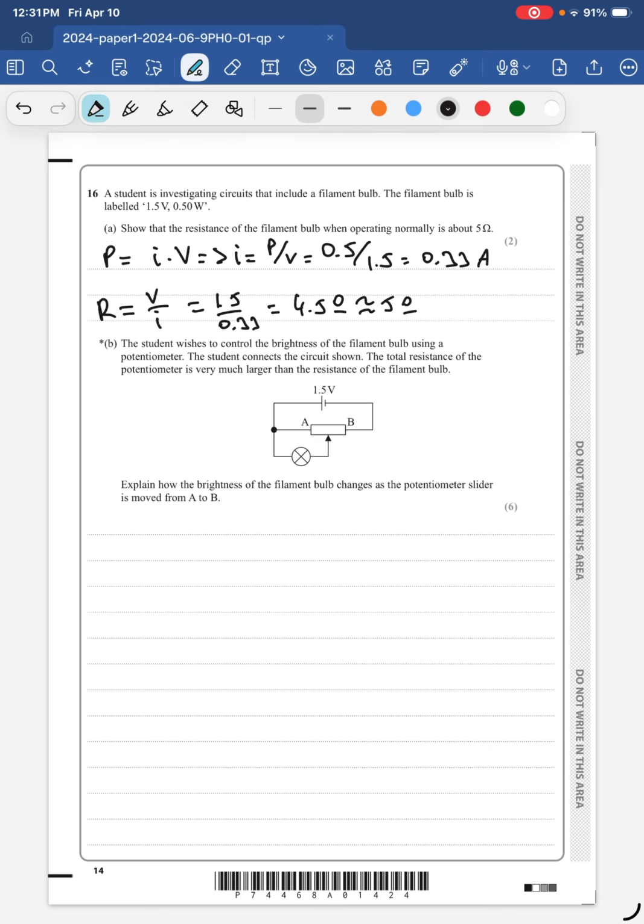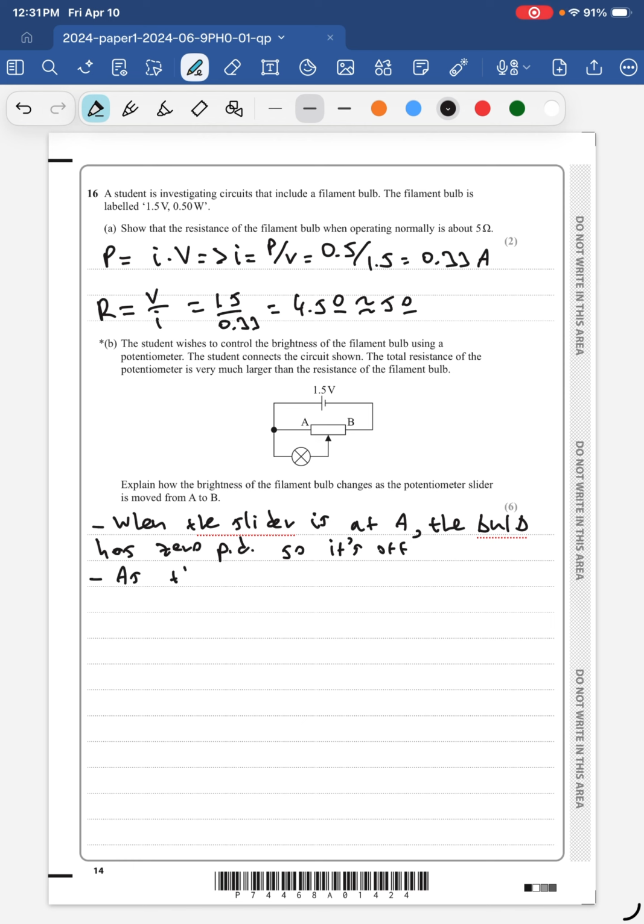So let's read it. The student wishes to control the brightness of the filament bulb using a potentiometer. The student connects the circuit shown. The total resistance of the potentiometer is very much larger than the resistance of the filament bulb. Explain how the brightness of the filament bulb changes as the potentiometer slider is moved from A to B. So when the slider is at A, the bulb has zero potential difference, so it's off. So that's the first sentence.